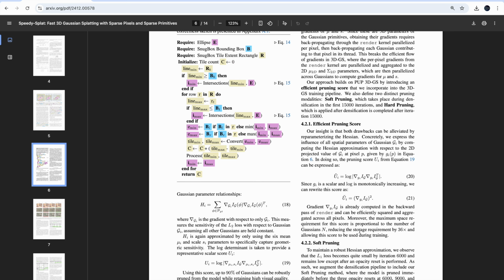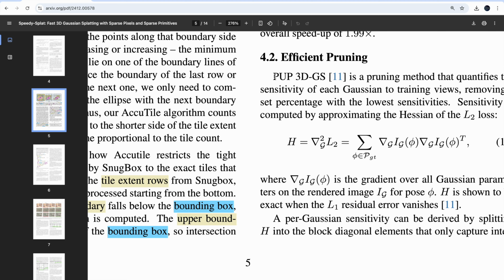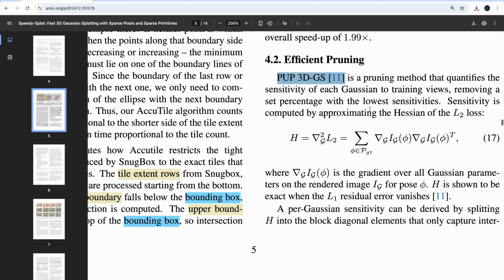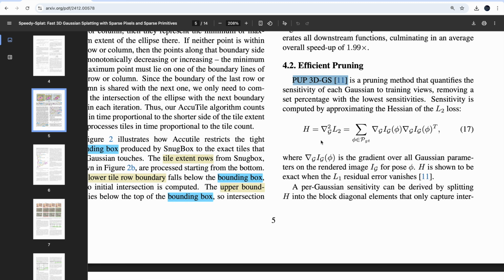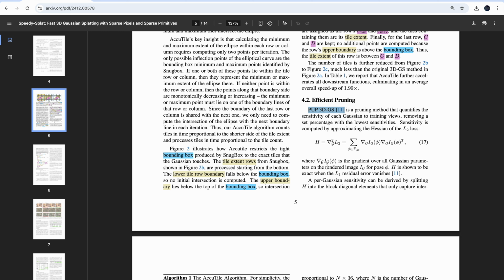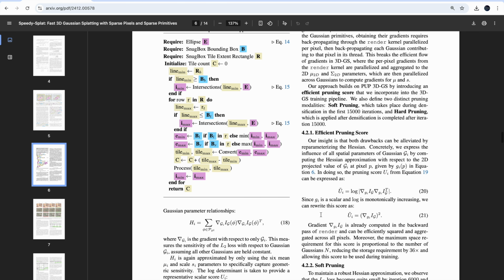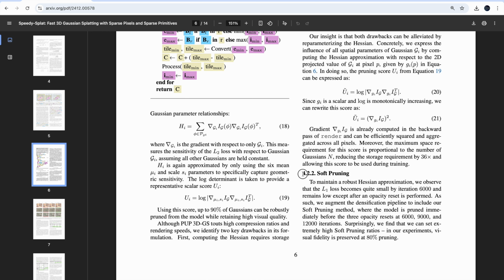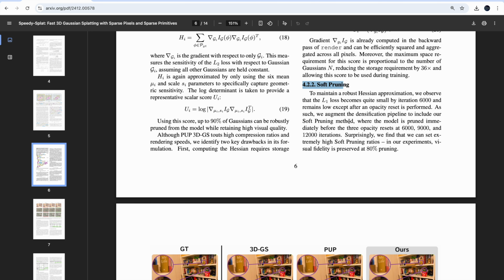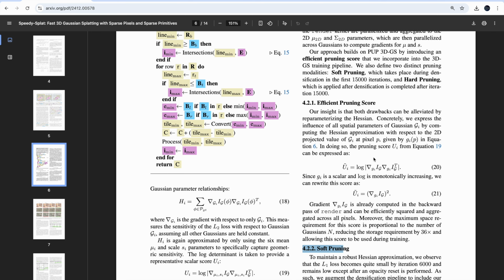Okay, so the second approach, basically they build upon the PUP 3D GS paper. Most of the authors of this paper were authors of PUP 3D GS. Basically, PUP 3D GS improves the pruning of Gaussian splatting by using the Hessian. They discuss two drawbacks of PUP 3D GS on the way they parameterize the Hessian. Here, they reparameterize the Hessian, which solves those two drawbacks, and that gives them two approaches, the soft pruning and the hard pruning. I'm going to go into that in a bit, but basically there are flaws in the previous method, and they solve them just by reparameterizing the Hessian.